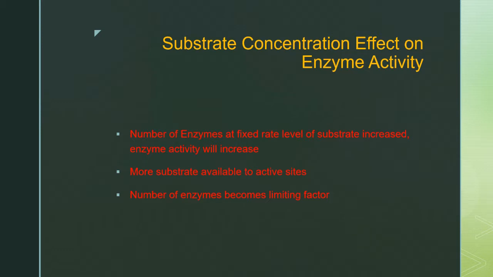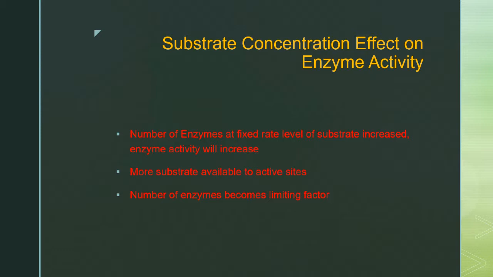So now we're going to talk about different things that have an effect on enzyme activity. We're going to start off with substrate concentration. If you have the number of enzymes at a fixed rate, it's the exact same throughout a period of time, but you increase the level of substrate, the enzyme activity will increase.